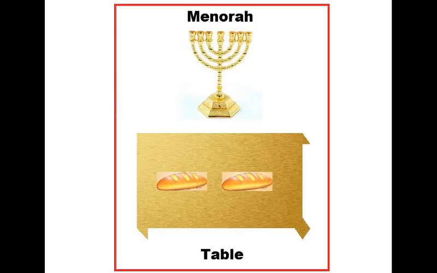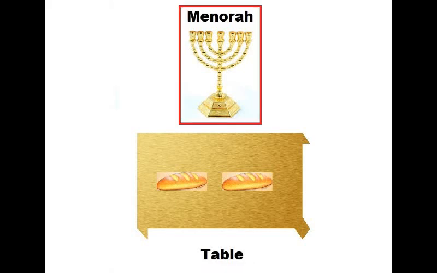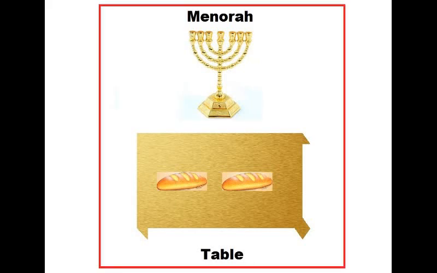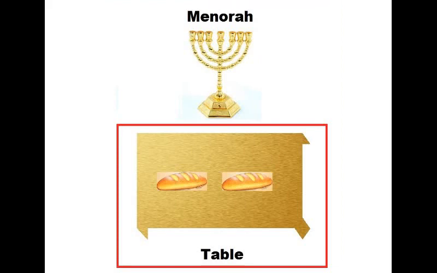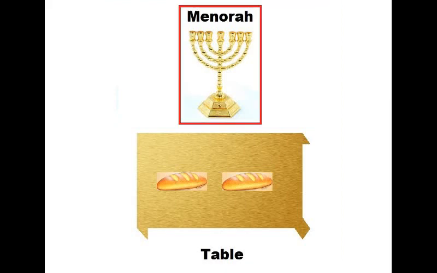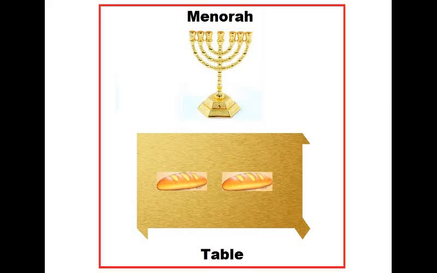Let's examine these symbols. The table and the menorah consist of a pair of symbols. The table is a rectangle with 4 sides. The menorah has 6 curving arms and a 7th central arm. What is being communicated to us through these symbols?